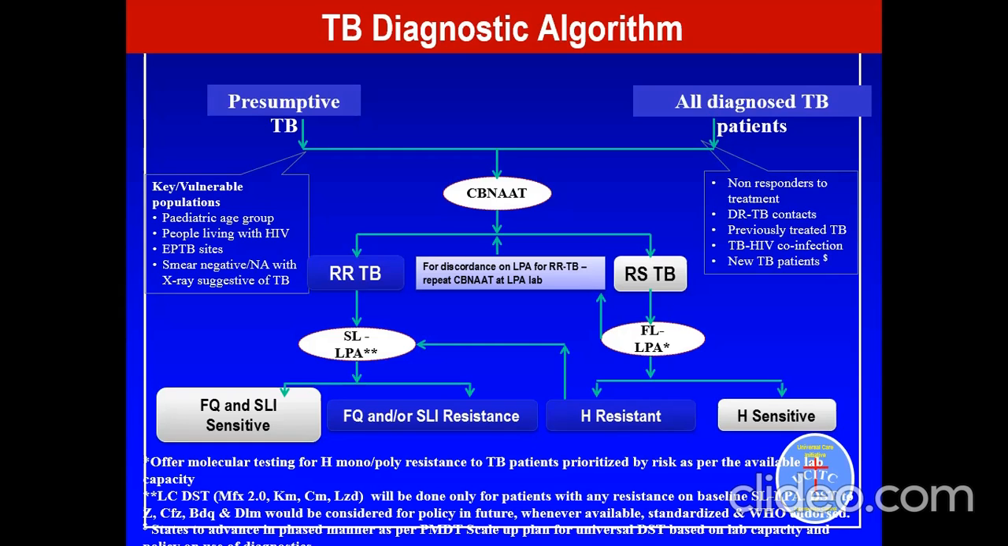So basically, so far what is available is fluoroquinolones and second line injectables. There are newer tests which are being developed to test for other drugs also. So then it is subclassified as fluoroquinolone and second line injectable sensitive, or fluoroquinolone and/or second line injectables resistant. And we'll come to the classification of tuberculosis in a later slide. So this is clear, we can move forward.